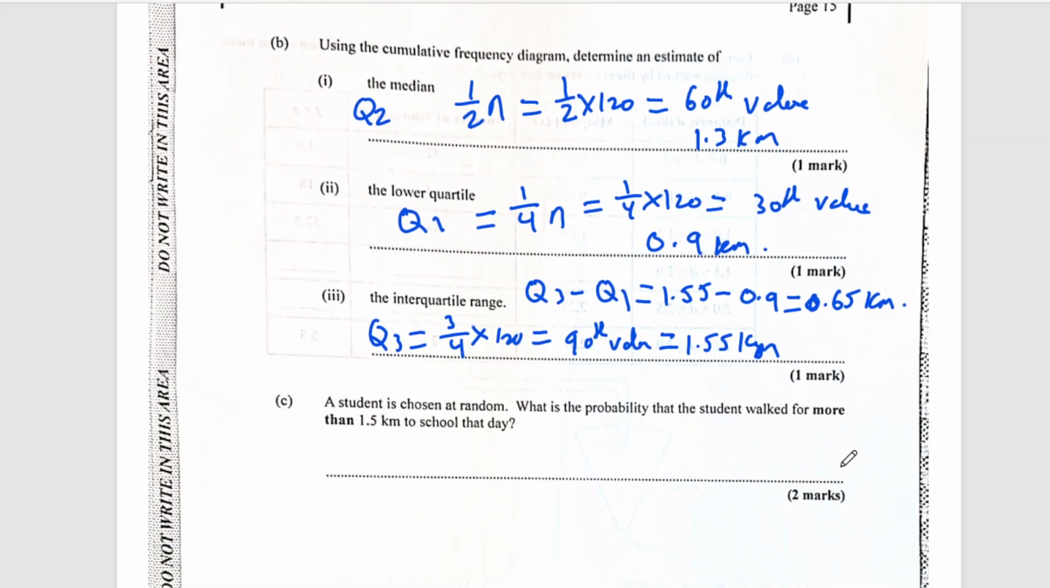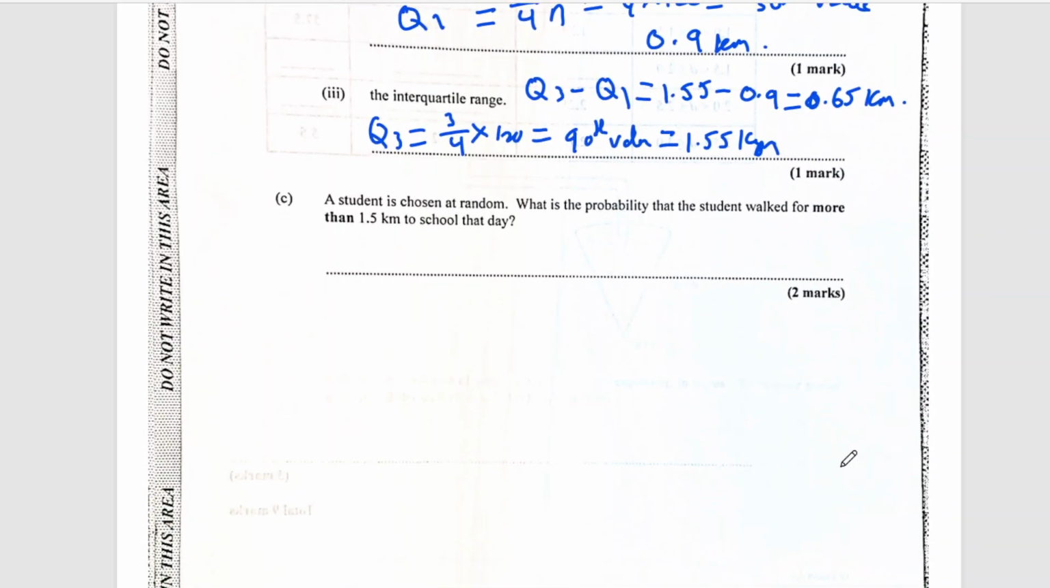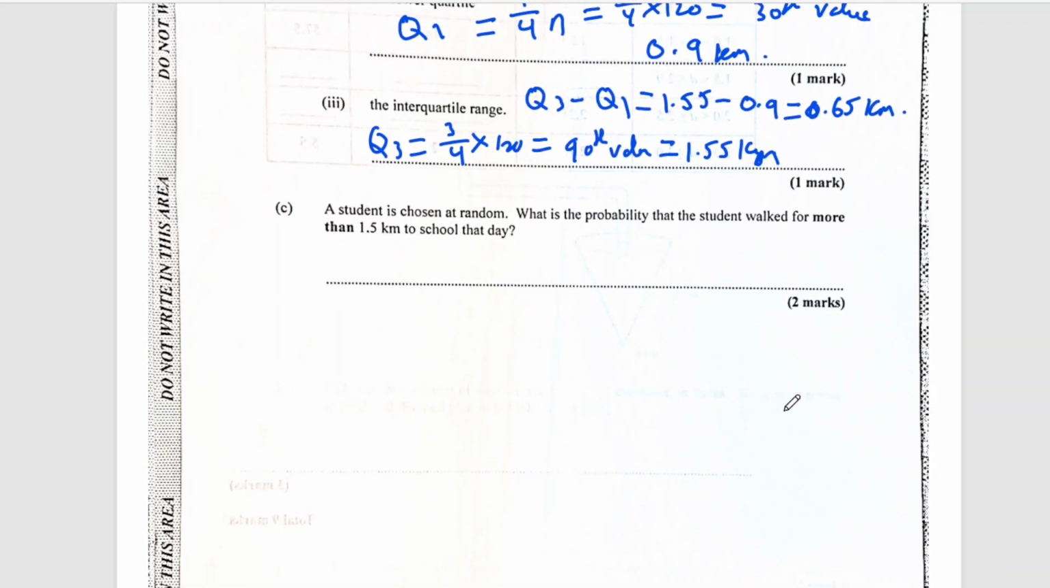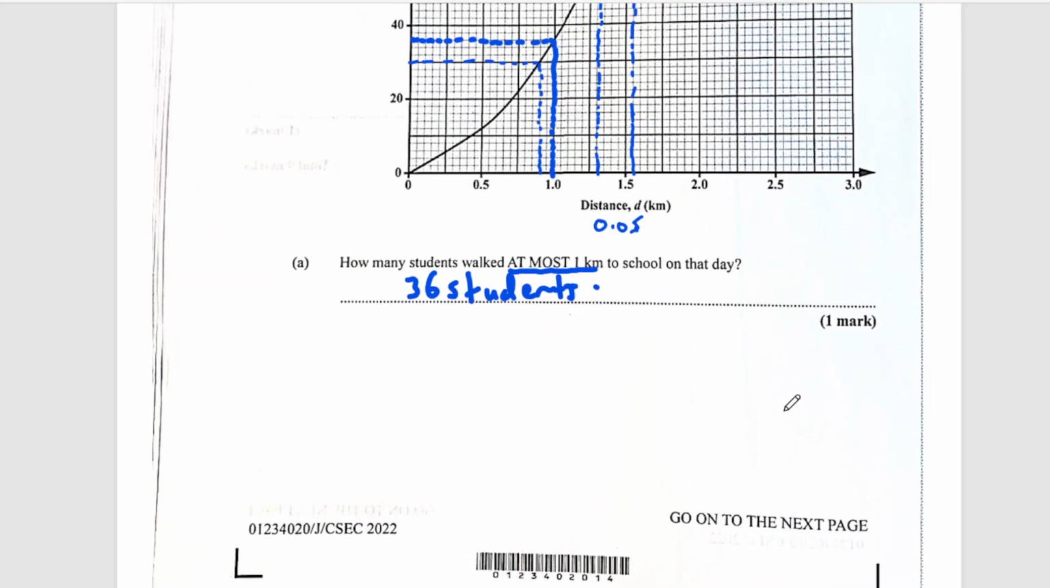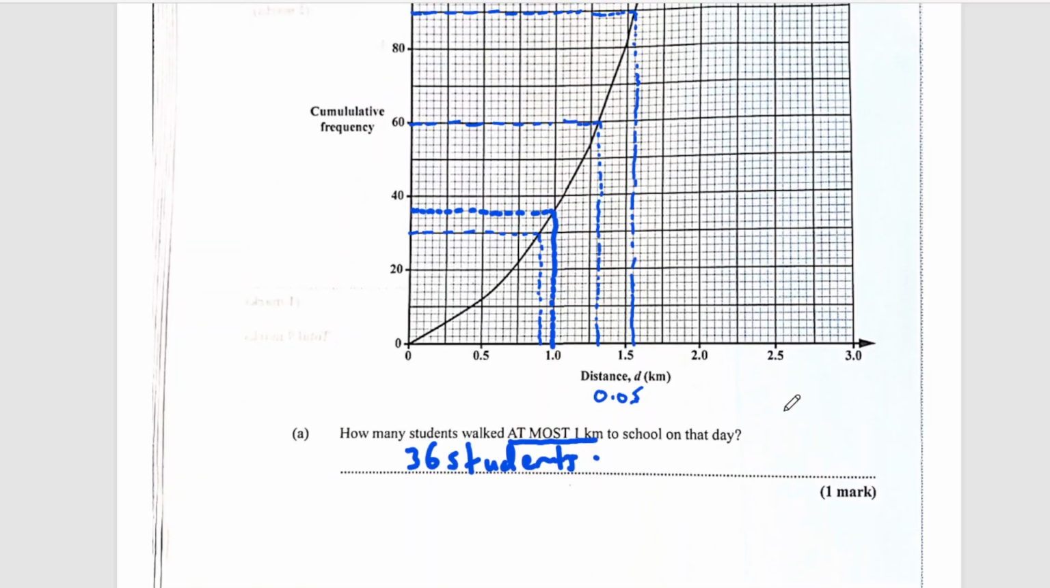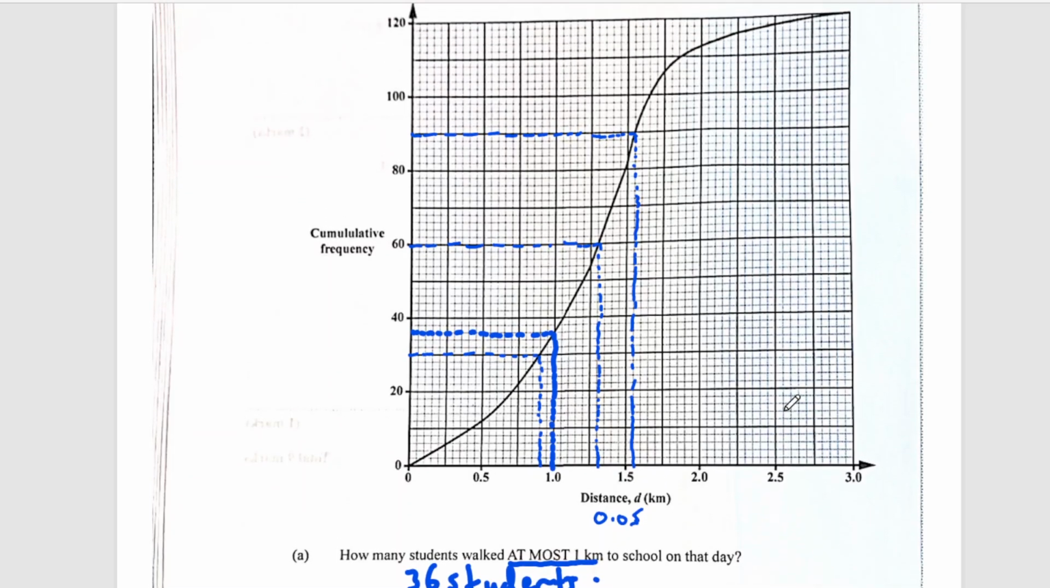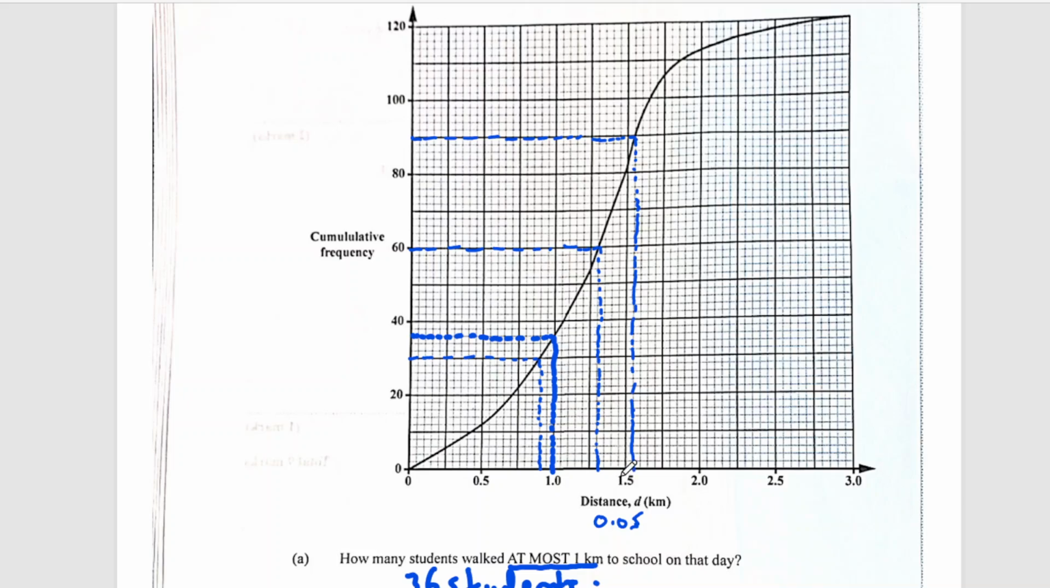Right, part C, the ask is a student is chosen at random. What is the probability that the student walks for more than 1.5 kilometers? Right, so we come back to the graph now and they want more than 1.5. So we locate where 1.5 is, which is here, and we come up. We bounce the curve, we come across.